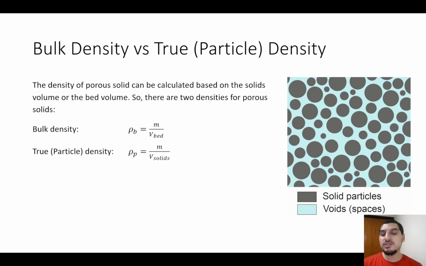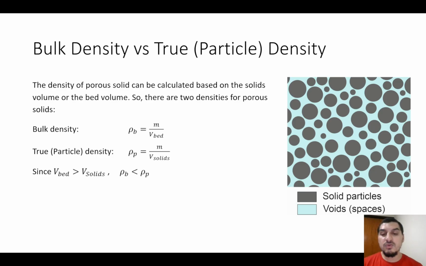And we can find the relation between the two of them. Of course, the volume of the bed is more than the volume of solids. So the bulk density is less than the particle density. Okay, so this is something that we need to keep in mind.